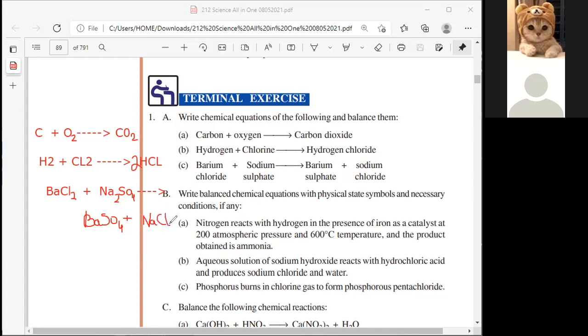Na2Cl2 I have to write. What do I have to do? Ma'am, you can put a 2 in front of NaCl. I can put this like this. Yes, ma'am. Is it a balanced equation? Check. Yes, teacher, it is balanced, ma'am. Yes, it is balanced.